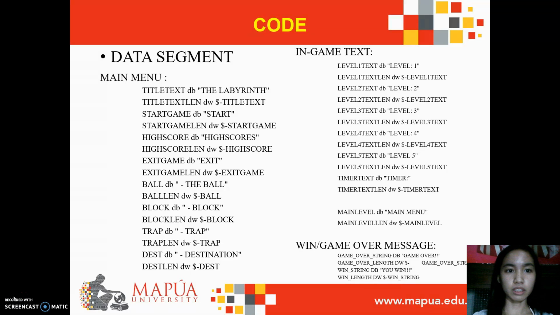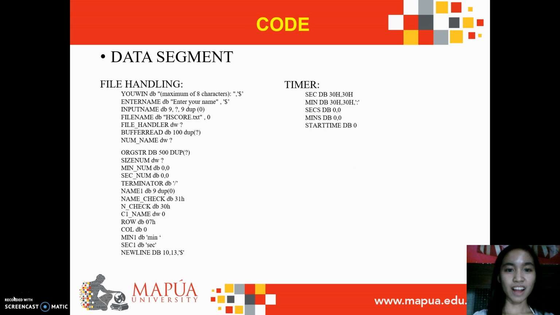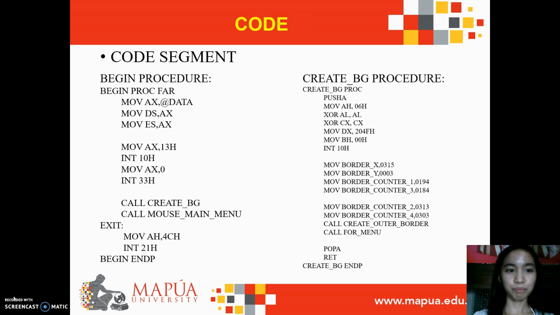So we start with the data segment, in which we initialize the variables for the main menu, in-game text, win or game over message, also for high score, circle, array circle, and the coordinates of the circle. Also for block, border, file handling, and timer.